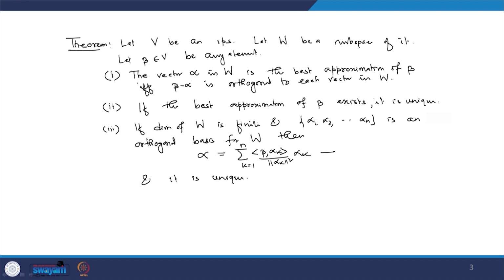It is unique, please. So, let us talk about the proof of this interesting result. So, what does the theorem say? The theorem says that if V is an inner product space, the space may be finite dimensional, may be infinite dimensional, and if W is a subspace of V, here also W may be finite or infinite dimensional, and we pick beta to be any element of V.